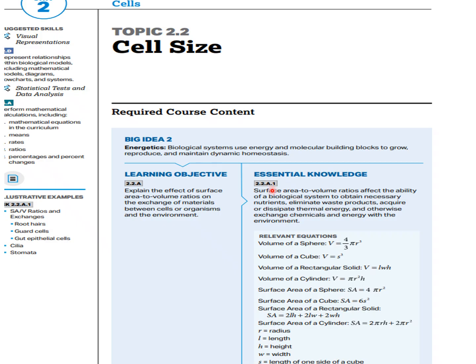So surface area to volume ratio affects the ability of a biological system to obtain nutrients, eliminate waste, acquire or dissipate thermal heat, and otherwise exchange chemicals and energy with their environment. All right, so let's get into it.